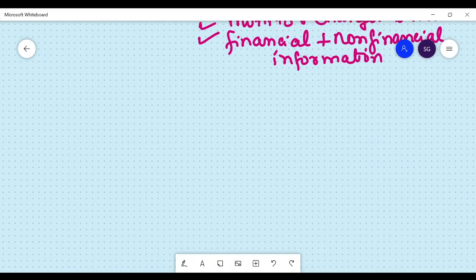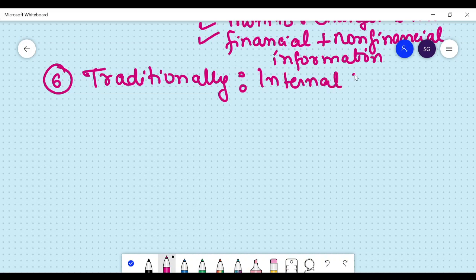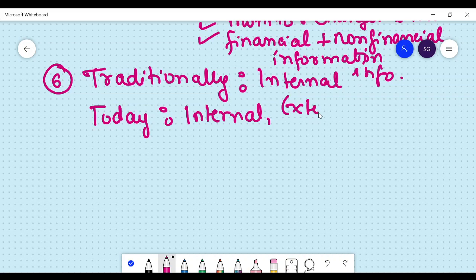The next point is point number 6, which is that traditionally only internal information was used or concentrated upon. But today, management accounting is using information from internal, external, and non-financial sources.